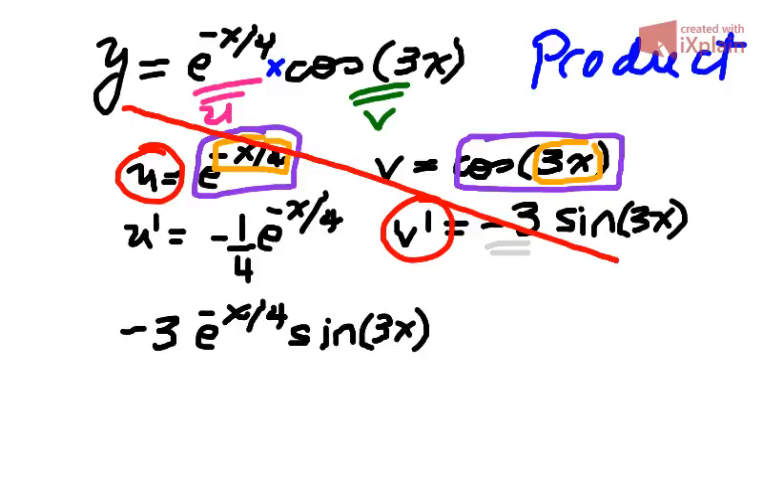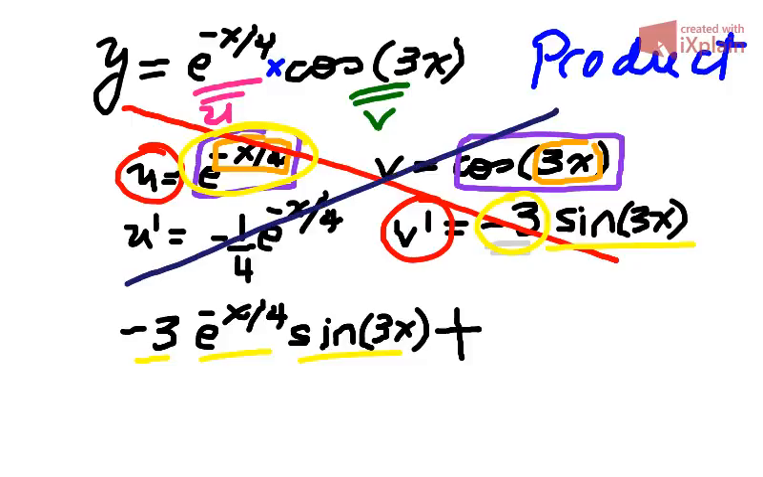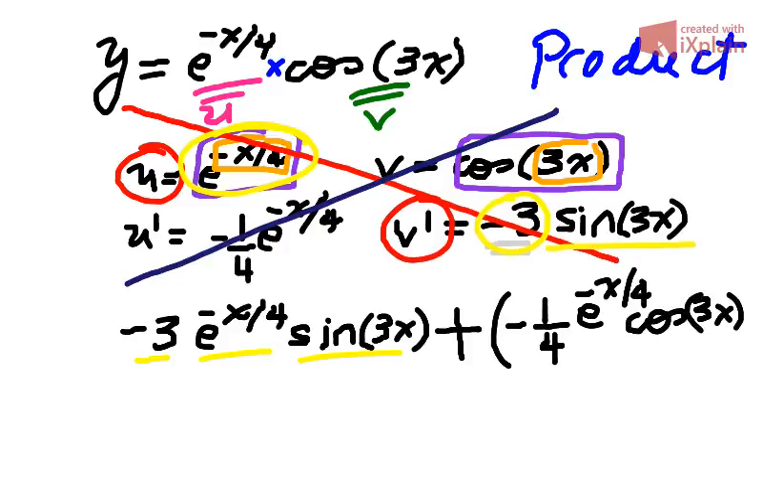So what have we done? We have multiplied that by 3 sine. So I just reordered to make it look simpler. Plus, now we do the other diagonal. V multiplied by u dash, or the original v multiplied by the derivative of u. So how do we write that? Same as before. Look at the numbers. Oh, and that's negative 1/4. So I'll put a bracket here. Negative 1/4. It looks easier to write the exponential first and multiply by the cosine of 3x.